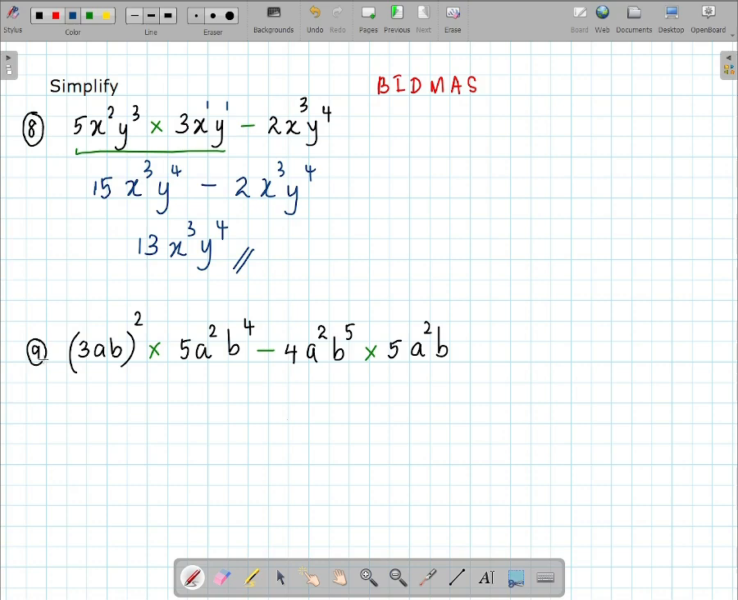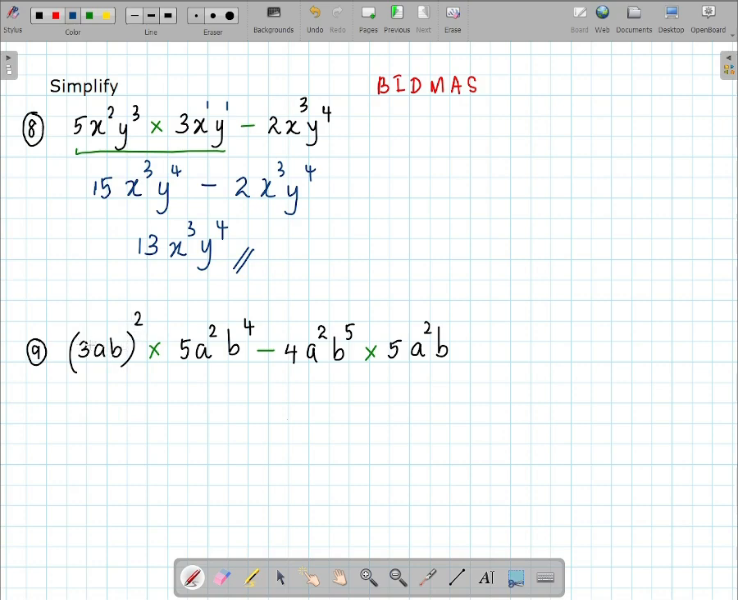Example number 9. That is 3ab to the power 2 times 5a to the power 2 b to the power 4 minus 4a to the power 2 b to the power 5 times 5a to the power 2 b. So I can see multiplication here, here also multiplication, and here minus. So here we have a bracket. We have to do that first. We'll do that. That is 3ab to the power 2.